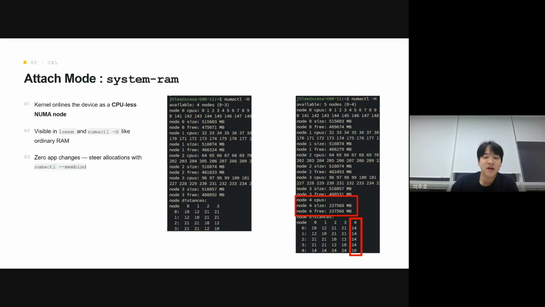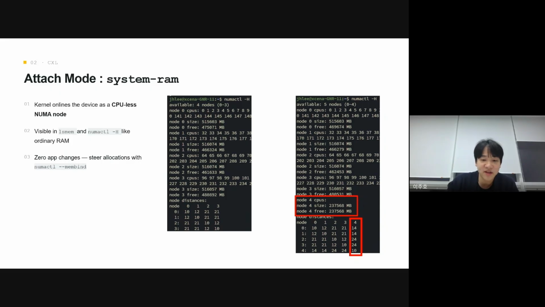So now, how does a CXL device show up in Linux? Basically, there are two modes. The first is system RAM. The OS kernel enumerates the device as a CPU-less NUMA node. You can see it with the NUMA interface, just like other DRAM.